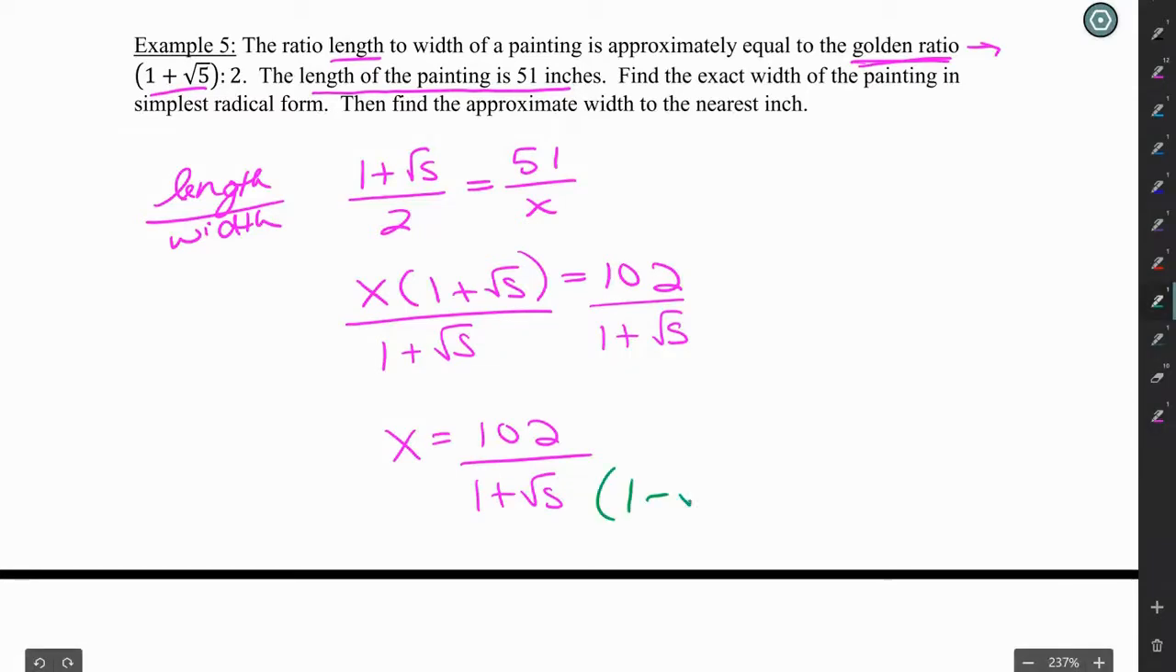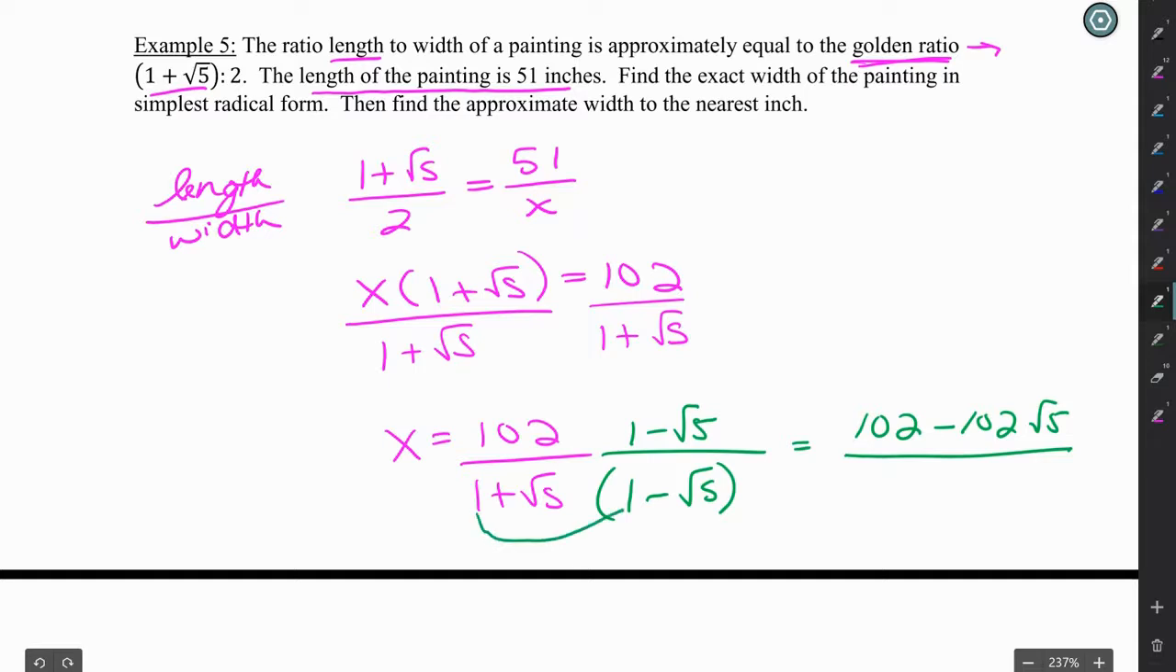So I'm going to multiply by the conjugate, so 1 minus root 5. When I distribute the top, I get 102 minus 102 root 5. The bottom, 1 times 1 is 1. Positive root 5 times negative root 5 would be negative 5. So this is negative 4.